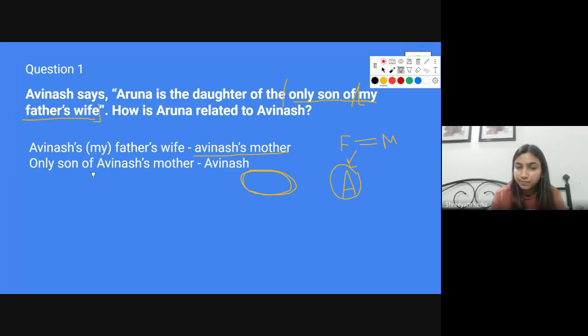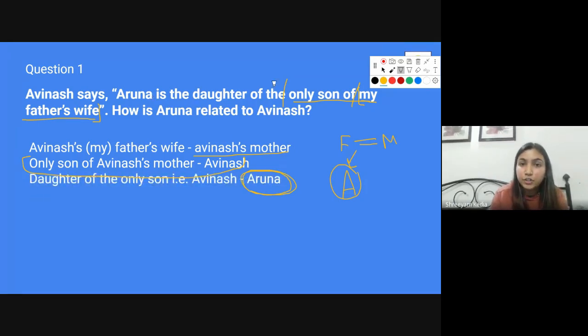Anyone who is not clear with this? This point that's on the screen. Okay, I'm assuming it's clear. So what does the last bit say? Daughter of the only son. Now we know who's the only son we're referring to. Avinash. So daughter of Avinash. Aruna is the daughter of Avinash. This is what we're getting at the end of it, right? My father's wife is Avinash's mother, and the only son of Avinash's mother would be Avinash himself. So the daughter of the only son of the mother, that is Avinash, would be Aruna. So Aruna is the daughter of Avinash and that is the relation. Therefore, Aruna is Avinash's daughter.